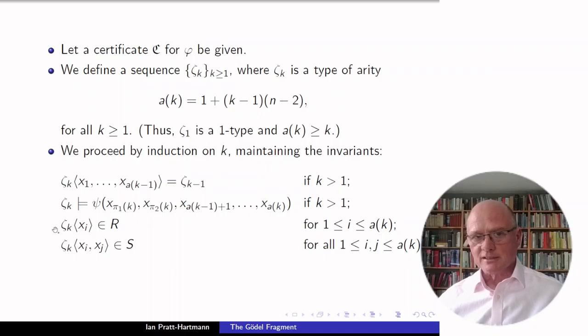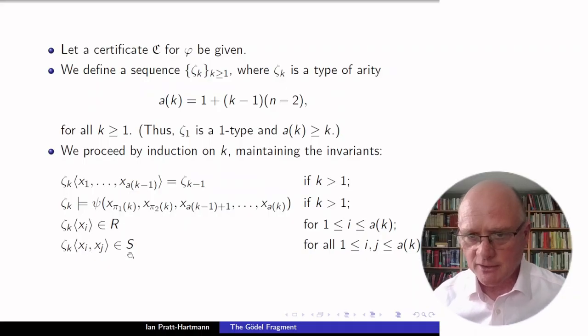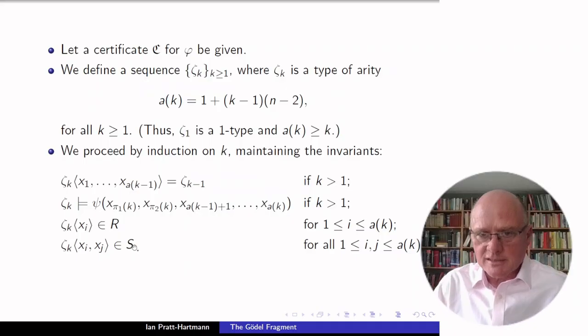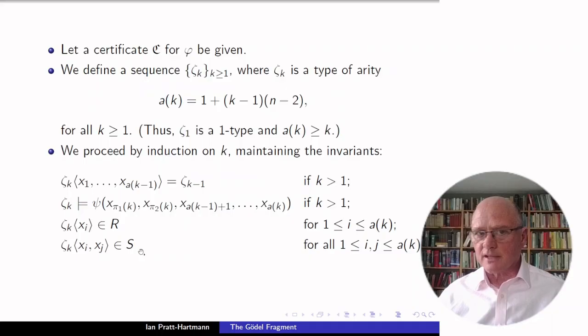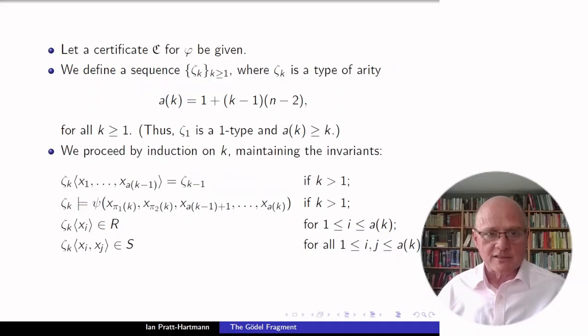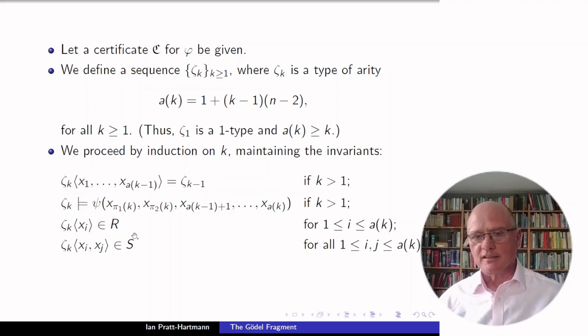Okay, so the next two conditions just say that if you take the ith variable of zeta k, then the one type of that variable has to be in the certificate R, and if you take any two variables, then the two type they define will have to be in the set S. Remember, R and S occur in our certificate, and they are just sets of one types and two types respectively. Okay, so those are the invariants we'll maintain.